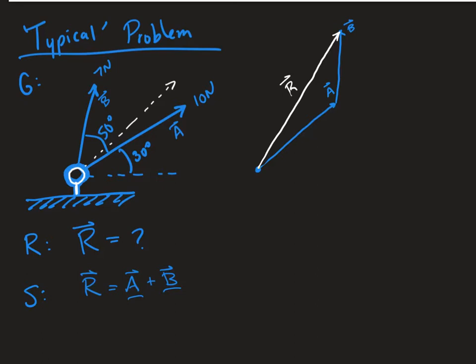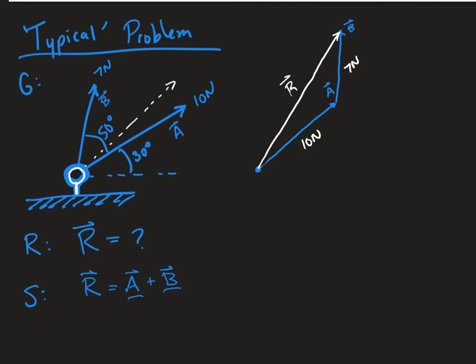And now our goal here is to figure out what the resultant is. We know a few things on this triangle that we can label, right? We know A is 10 newtons. We know B is 7 newtons. After that, we're really going to have to get into the geometry of this thing.